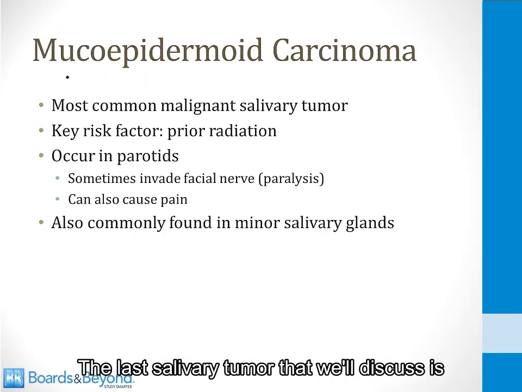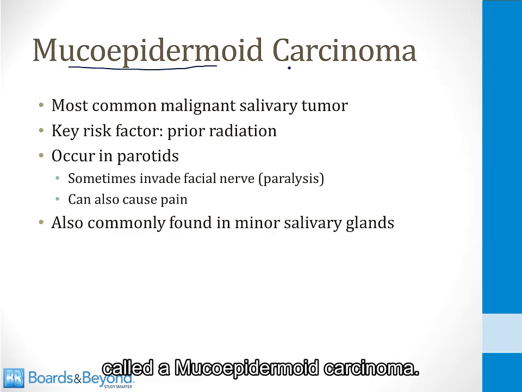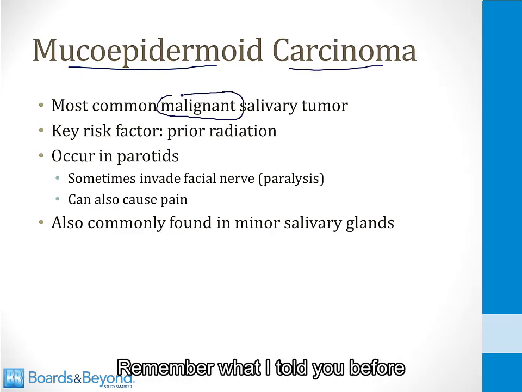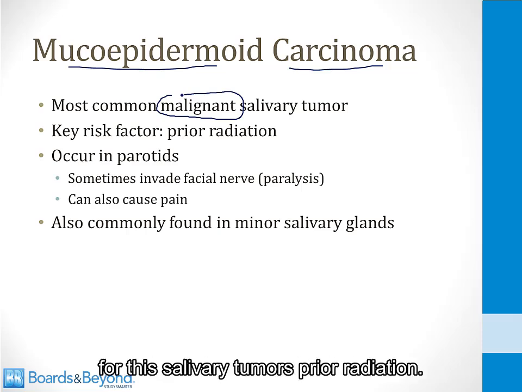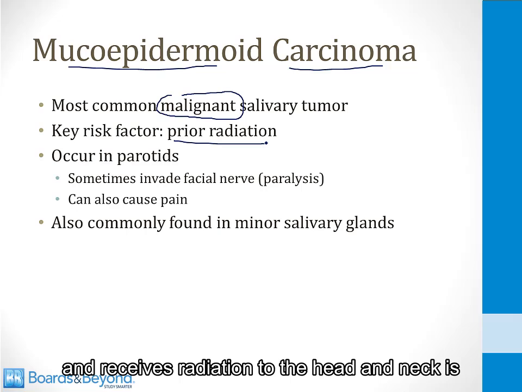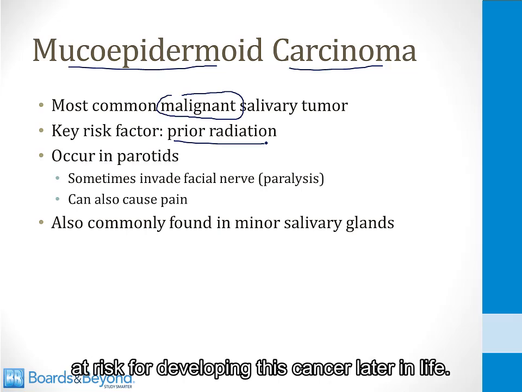The last salivary tumor that we'll discuss is called a mucoepidermoid carcinoma. This is the most common malignant salivary tumor. Remember what I told you before, most salivary tumors are benign. And an important risk factor for this salivary tumor is prior radiation. So for example, a child who has lymphoma and receives radiation to the head and neck is at risk for developing this cancer later in life.